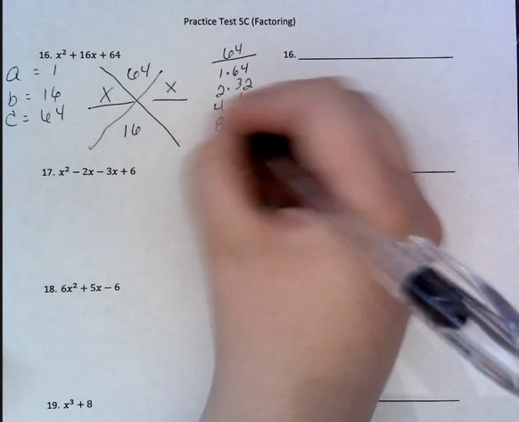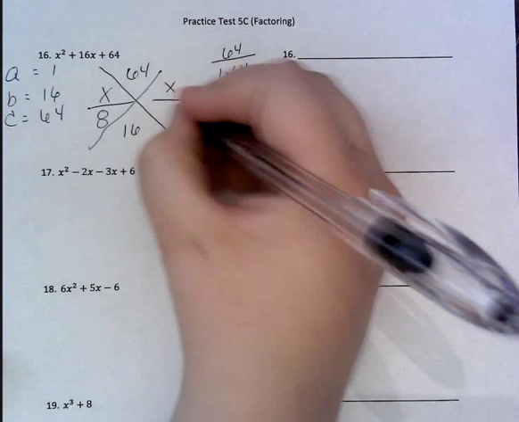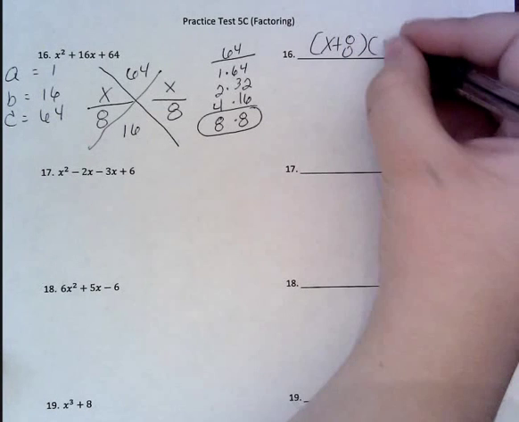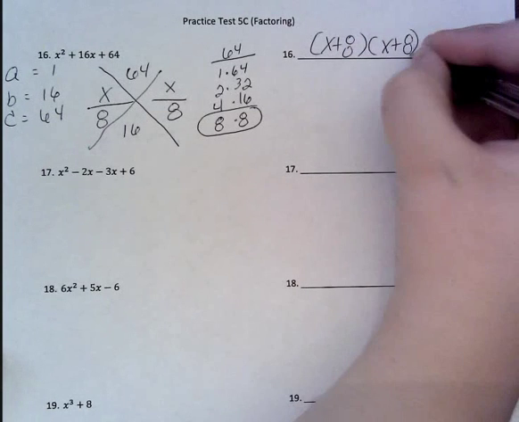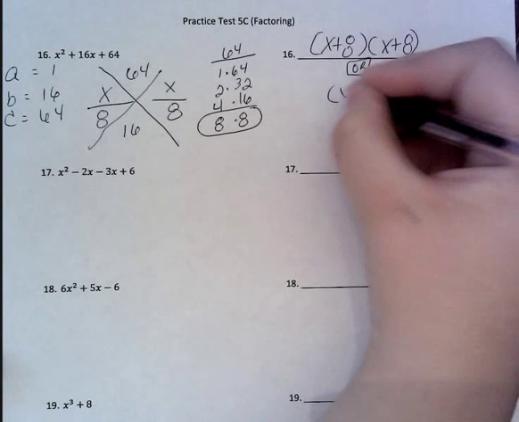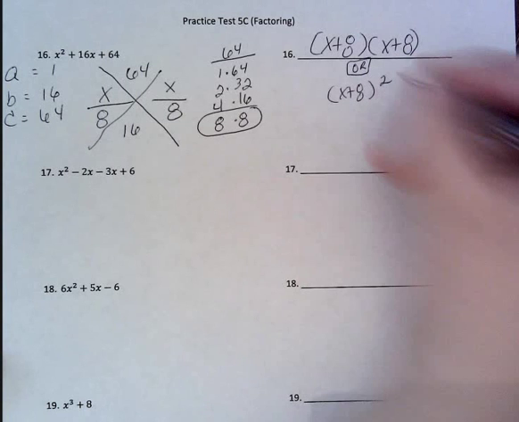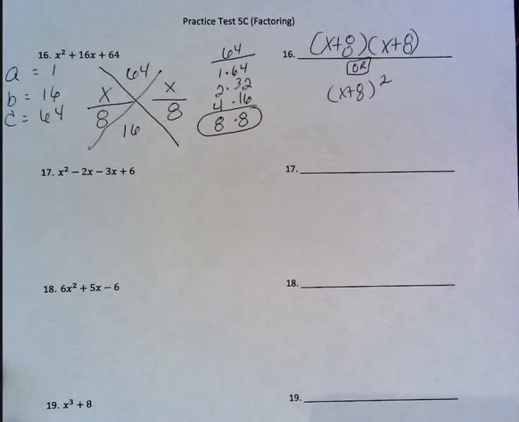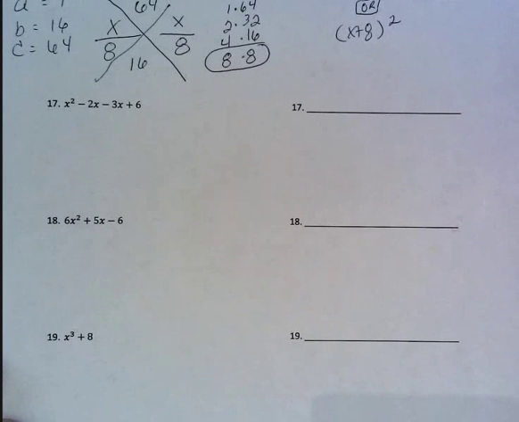So 8 and 8 are the numbers I'm going to use. So I have x plus 8 times x plus 8. The only other answer I would have accepted here is if you wrote x plus 8 squared. That would also be fine. Number 17, you'll see this problem is a grouping problem.